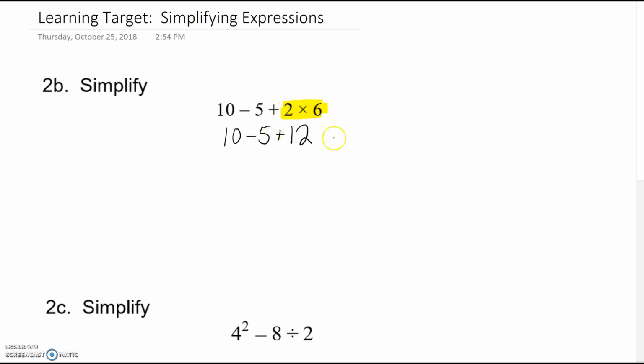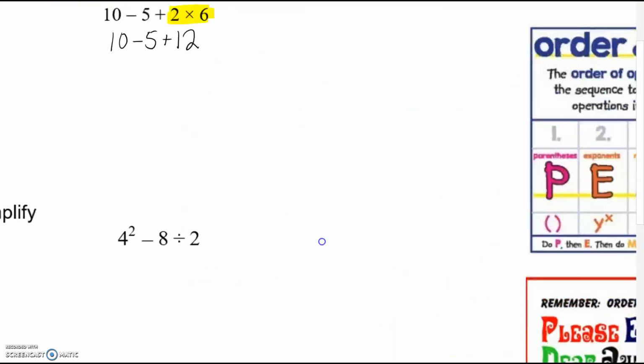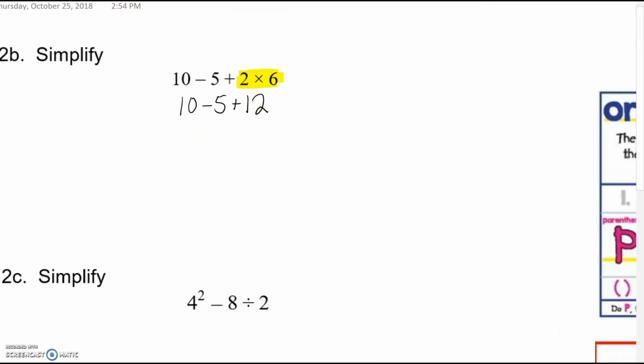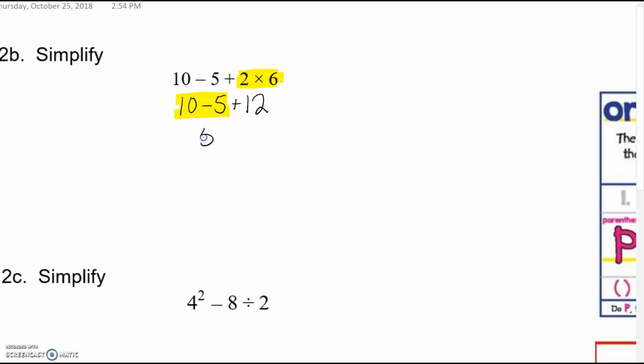Now I take a look, and it's now after multiplication and addition. After multiplication and division, check, we just did that. Now we move on to addition and subtraction. So whichever comes first from left to right, which is our subtraction in this case, subtraction and then addition. 10 minus 5 is 5, and then rewrite it, bring everything else down, and then 5 plus 12 is 17. 17 is our answer.